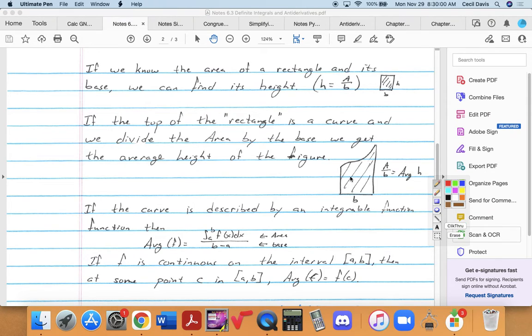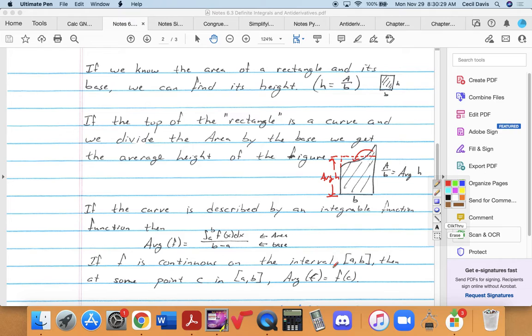So let's think about that for just a second. Basically, what we would be doing is going, okay, and that's not quite right, but this area would fill in that area, and this would be the average height from there to there. That makes sense?